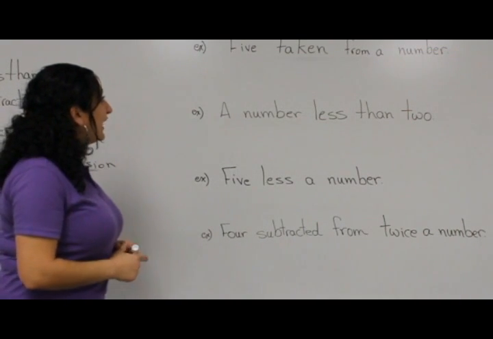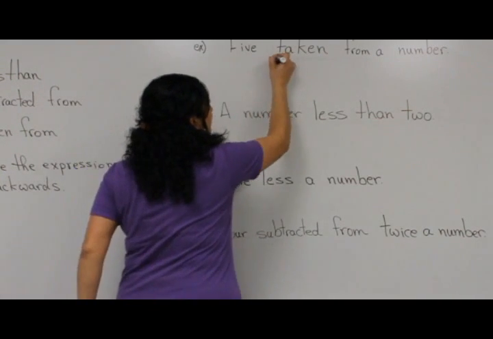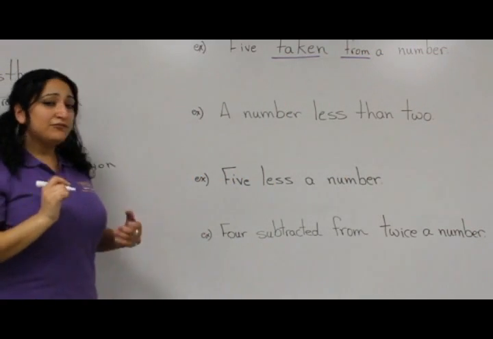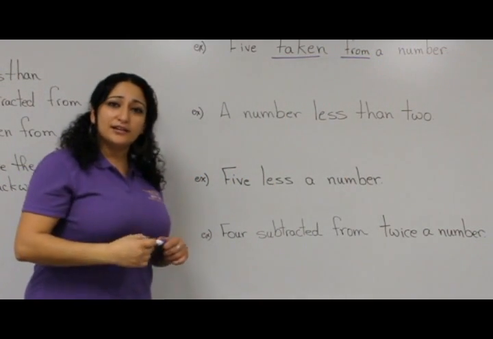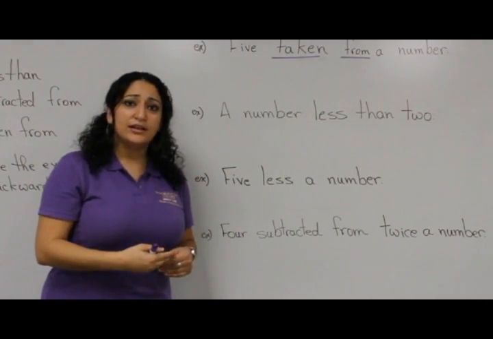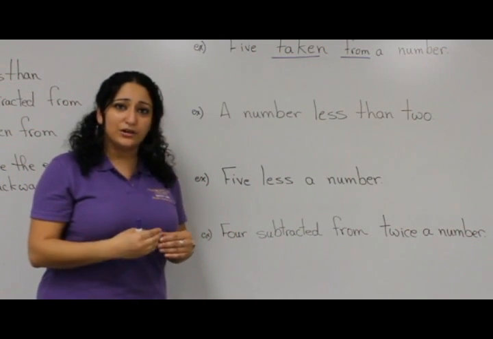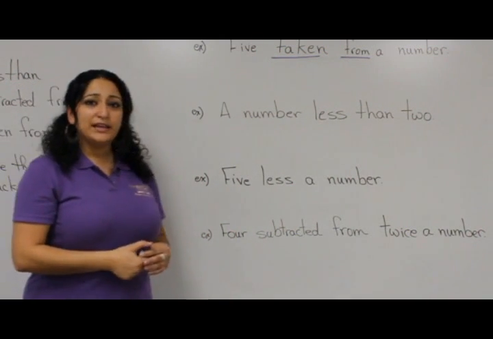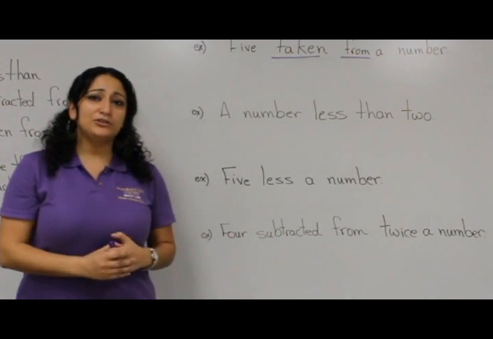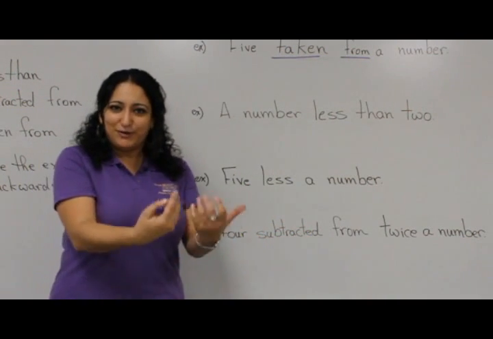So the first one, we have 5 taken from a number. So again, if we notice here, the keyword is taken from. And taken from is one of those words that we had talked about earlier that we use to represent subtraction, but it's the one where when we see it, we have to construct the expression backwards. So for example, if I am to take something from you, in order for me to do that, you have to have something first so that I could take something from you.